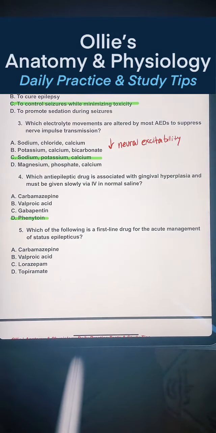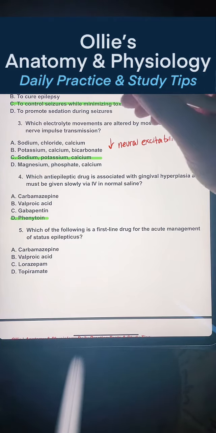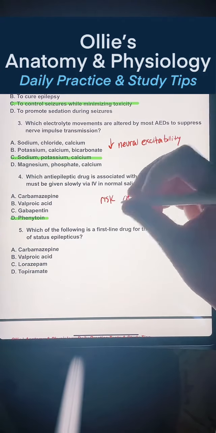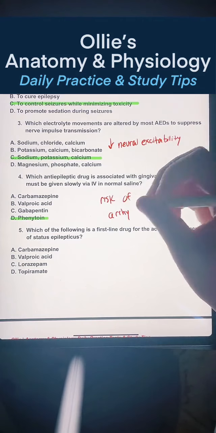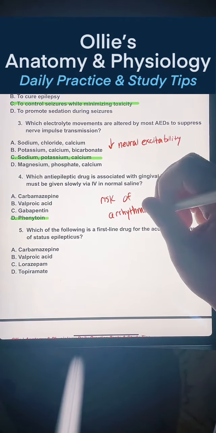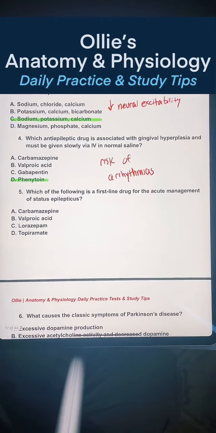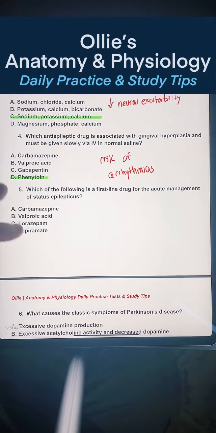That is because it's notorious for gingival hyperplasia. It should only be administered in normal saline with a slow IV push, and that is due to the risk of arrhythmias. Fantastic. This is pharmacology. We just finished up with TEAS stuff.